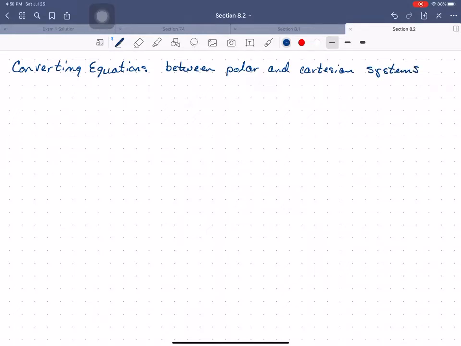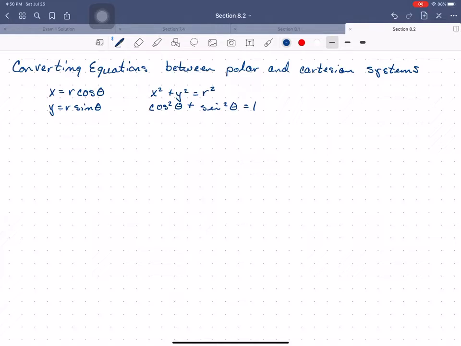Okay. So remember our relationships. Those still hold and they are our key. So x equals r cosine theta. y equals r sine theta. x squared plus y squared equals r squared. Whoops, sorry, that's wrong. x squared plus y squared equals r squared. And I'm going to remind you also that cosine squared theta plus sine squared theta equals 1.